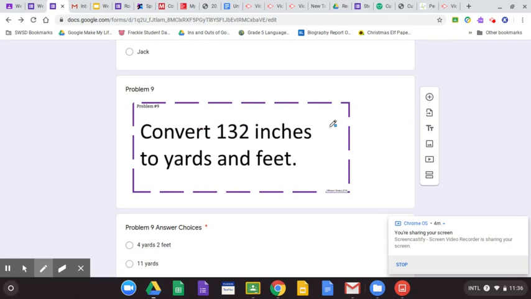Number 9 says convert 132 inches to yards and feet. So you're going to be doing a division problem. Your answer is going to be the yards, and whatever your remainder is, that's how many feet that is.